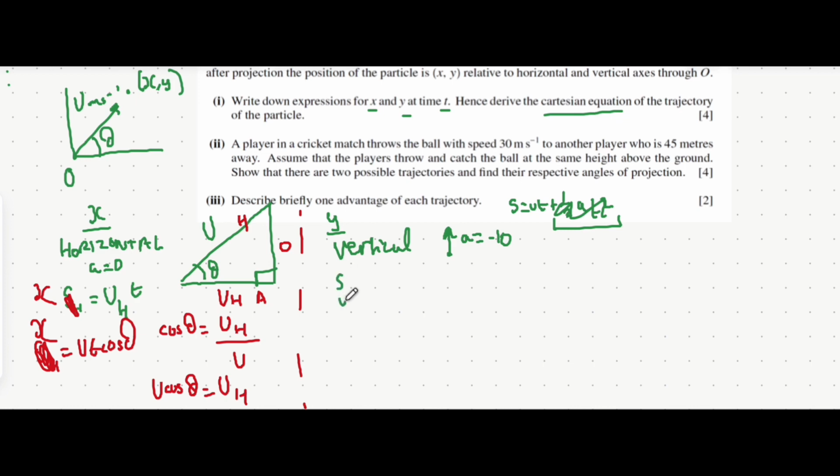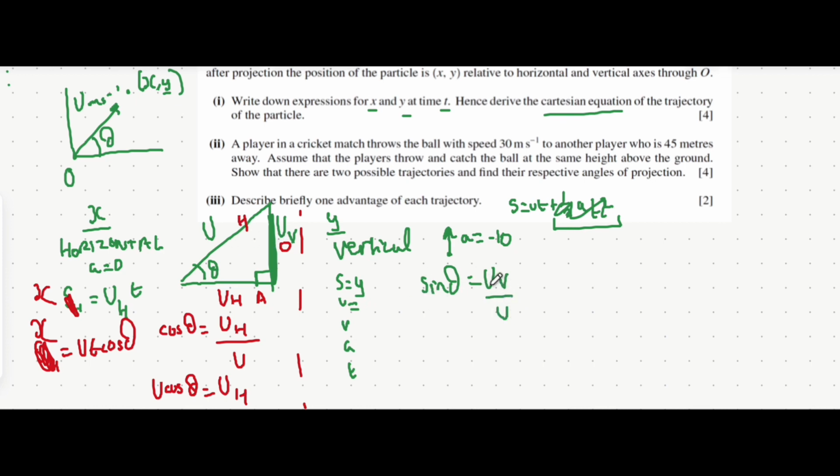Using SUVAT then, let's break this down. s is the vertical displacement that's traveled, so from the origin to this point here, the vertical displacement is going to be y. u is going to be this vertical component now. How do we find the vertical component? Well, we can use the opposite and the hypotenuse, and we can say that sine of the angle is equal to the opposite, which we're trying to find. Let's call that uv for the vertical component of the initial velocity, all divided by the hypotenuse u.